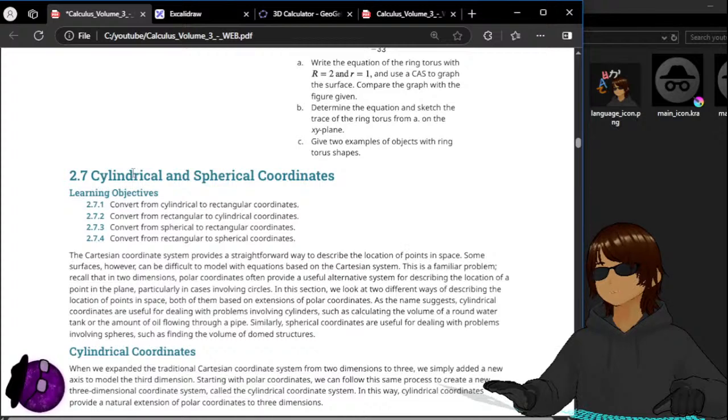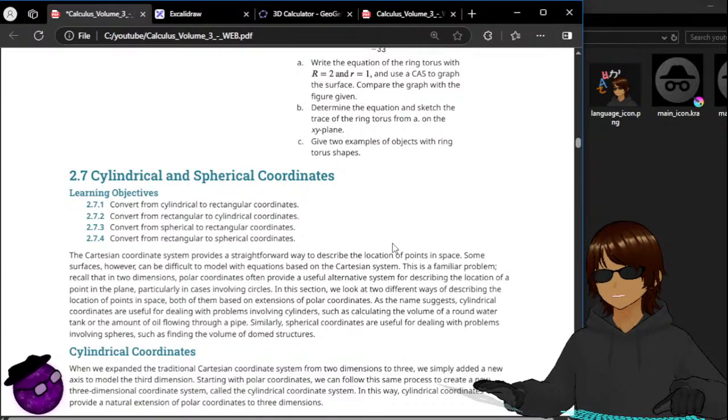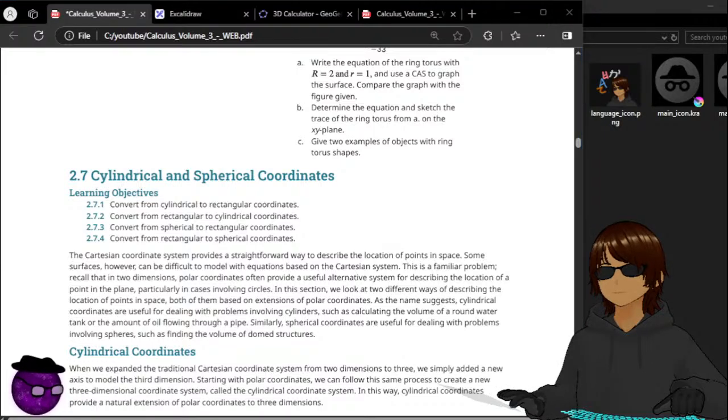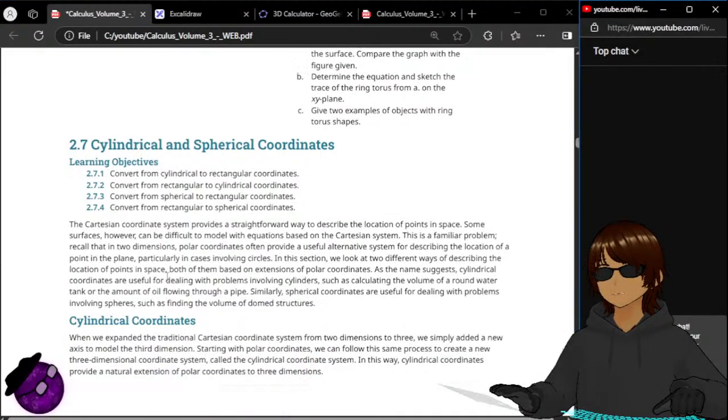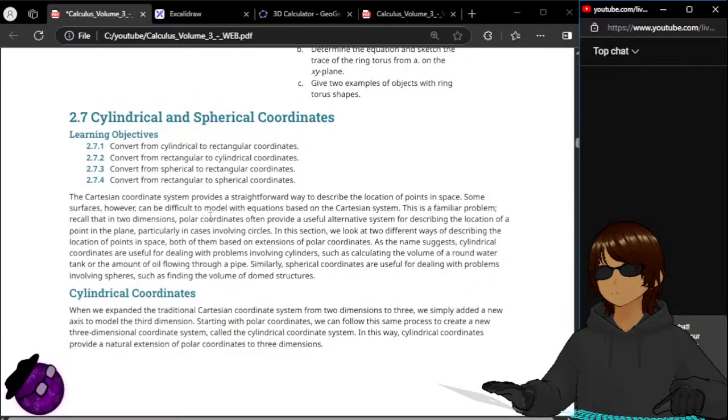Okay. Cylindrical and spherical coordinates. The Cartesian coordinate system provides a straightforward way to describe the location of points in space. Some surfaces, however, can be difficult to model with equations based on the Cartesian system.